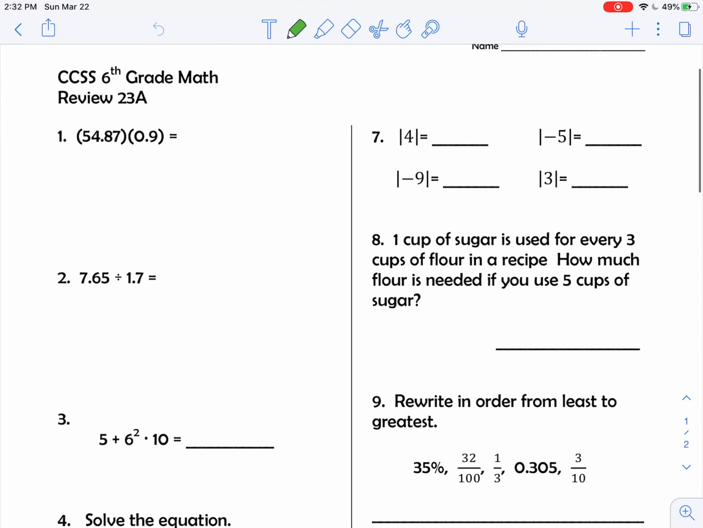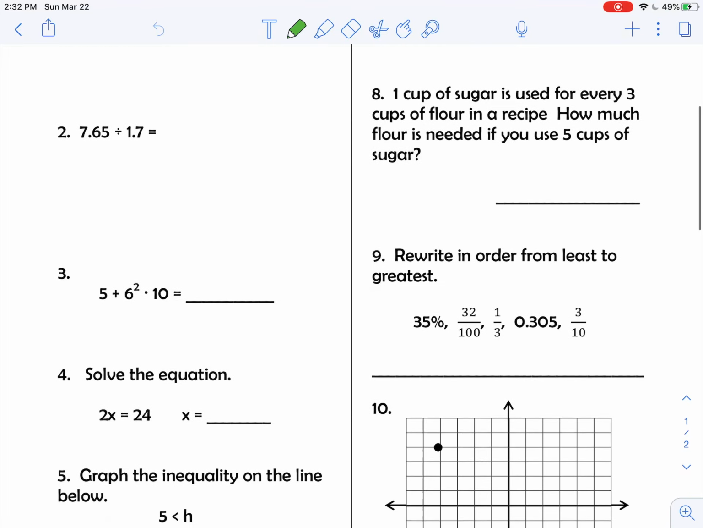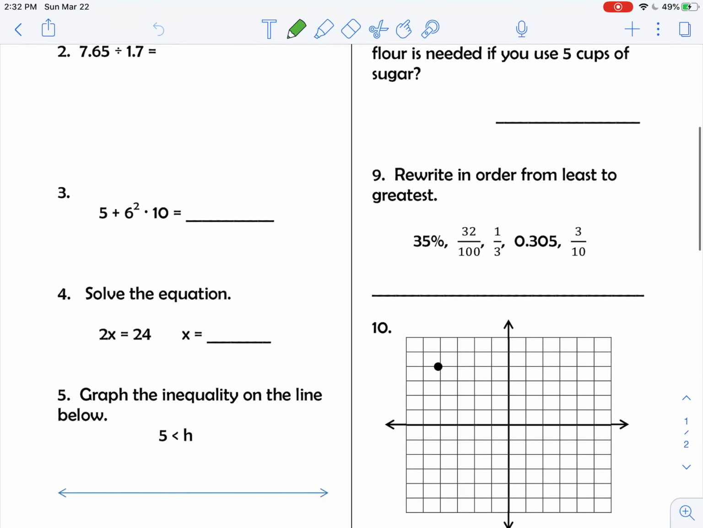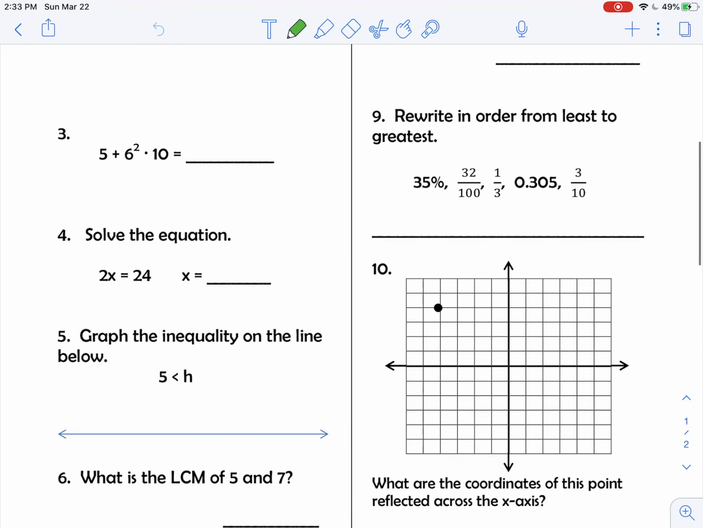Before you actually start it, I'm thinking you can do the multiplication of decimals. Don't forget to count. Number 2, you can clear that decimal and then divide. Number 3, order of operations.